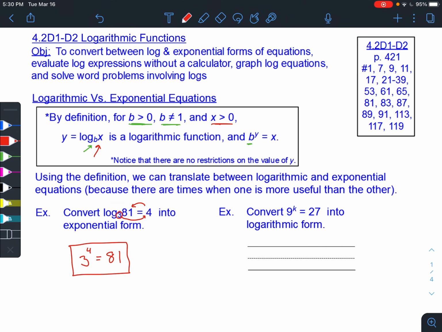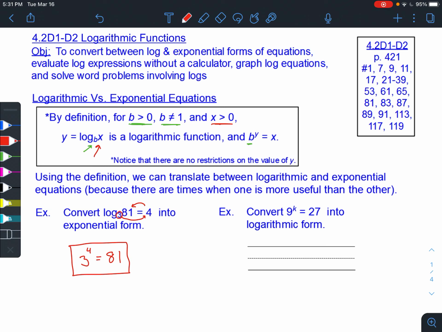Then if we want to convert 9 to the k equals 27 into logarithmic form, this is a little bit more difficult for two reasons. One, we have a variable. In our first example, you could have rearranged those numbers some way and asked, does that make sense or not? And if it didn't, you could try rearranging it a different way until you found something that made sense. Now, technically we could solve for k, but we're not going to do that right now.